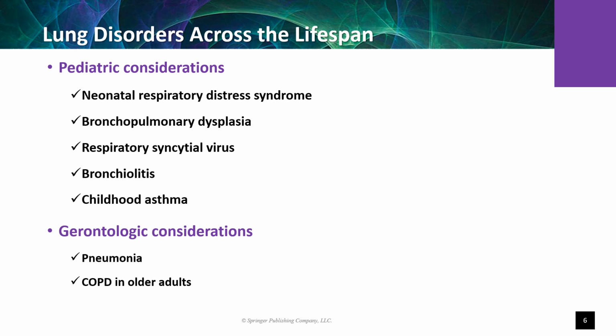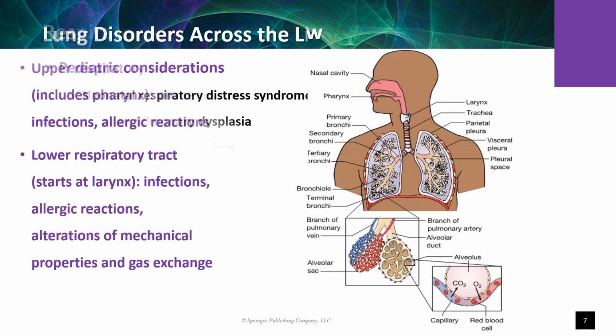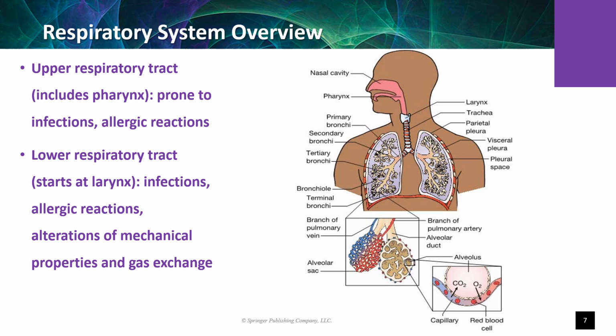These are various lung disorders that occur across the lifespan and will be discussed at length. The air enters and exits via the nose and the mouth. On inspiration, air is drawn in primarily via the nose, moving successively through the upper respiratory tract, which includes the pharynx and the larynx, followed by the progressively branching structure of the lower respiratory tract, which is the trachea, bronchi, bronchioles, alveolar ducts, and alveoli.